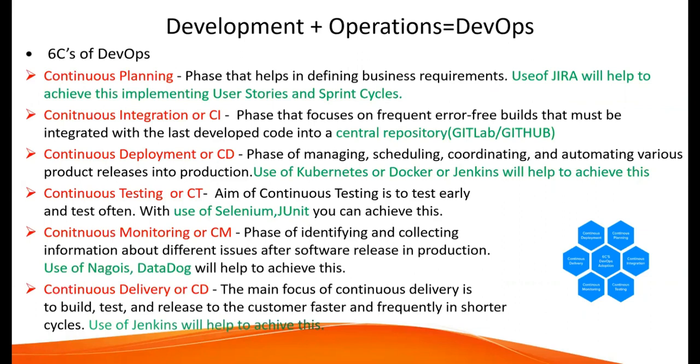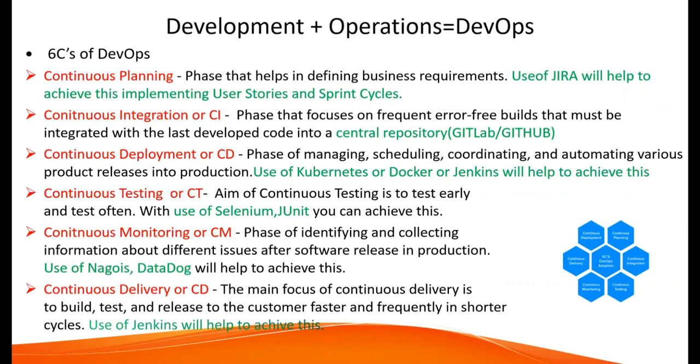So the first C is continuous planning, the phase that helps in defining the business requirement. And how can you do that? By the use of Jira, which will help you to achieve this, implementing user stories and sprint cycles.